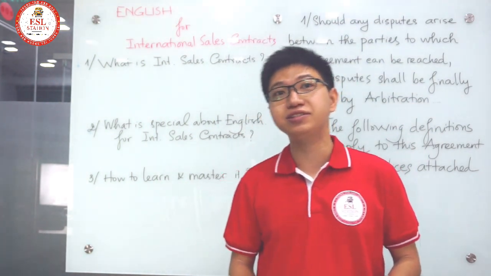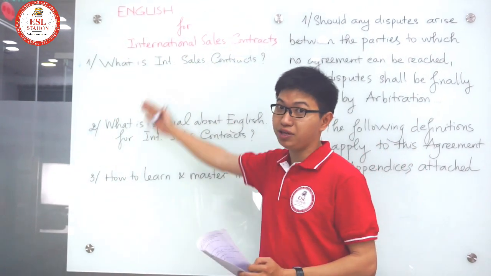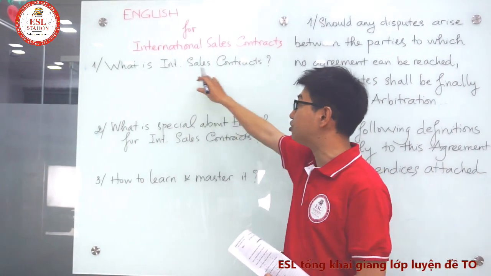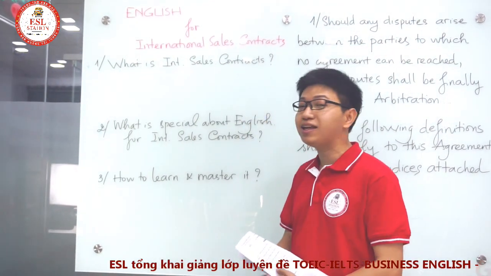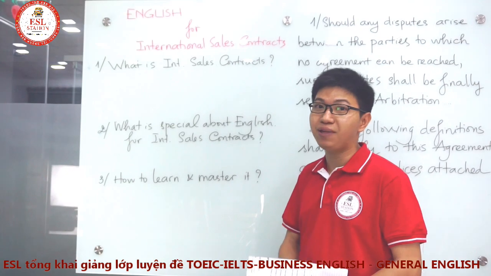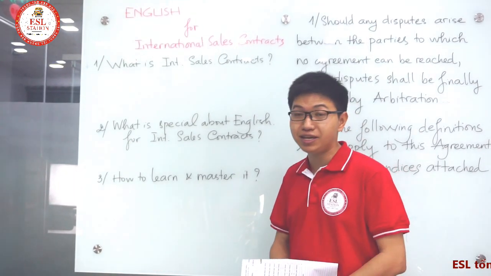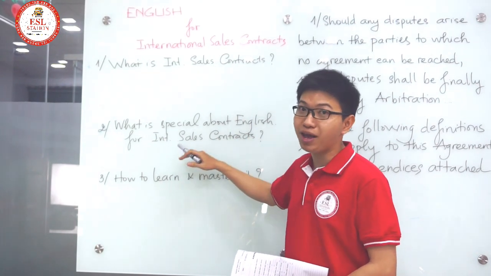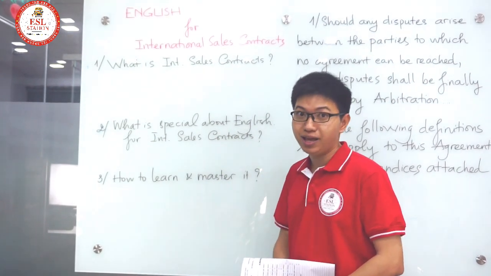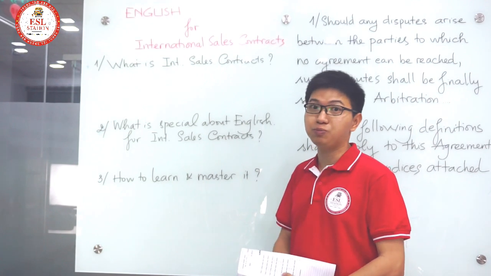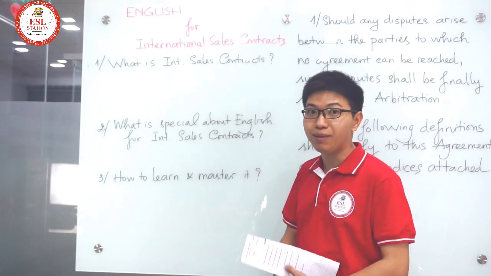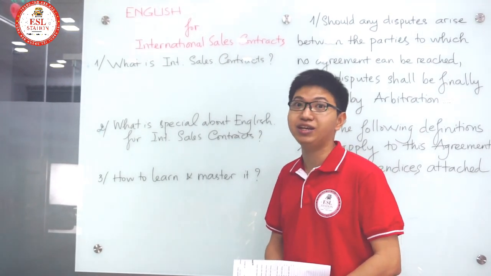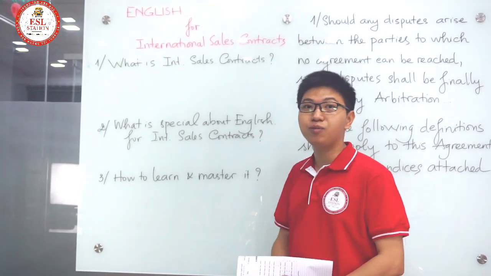My presentation consists of three parts as you can see on the board here. First, I would like to talk very briefly about international sales contract. And then I would like to present some basic points about the speciality of the English for international sales contract. Why is it so special and why everyone needs to learn about it. And finally, I just want to present some basic points about how to learn and master this very difficult and challenging language. So shall we start with the first one?